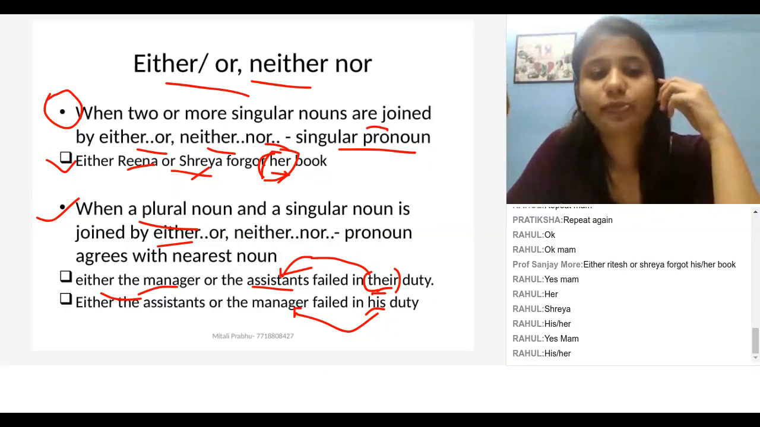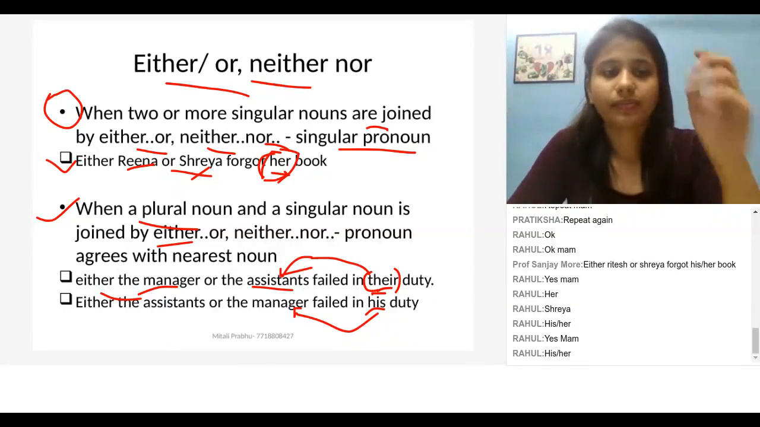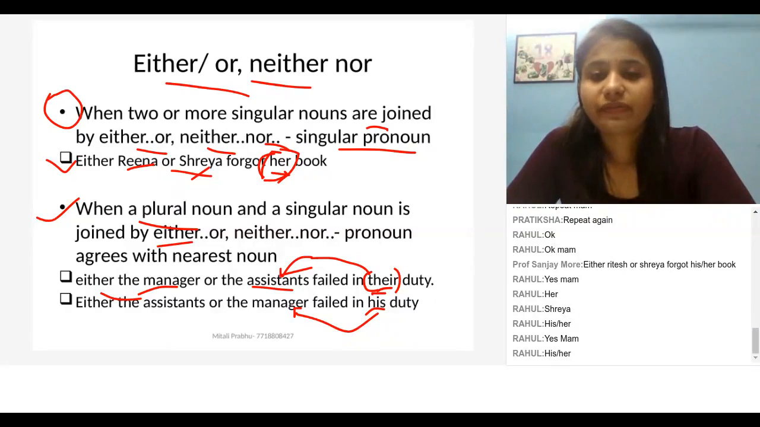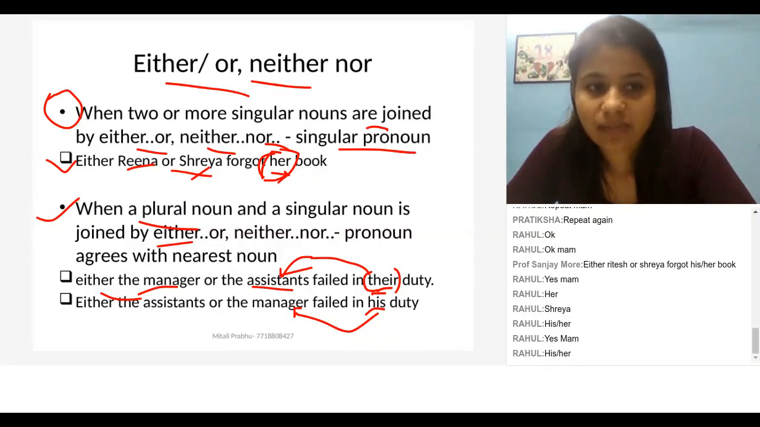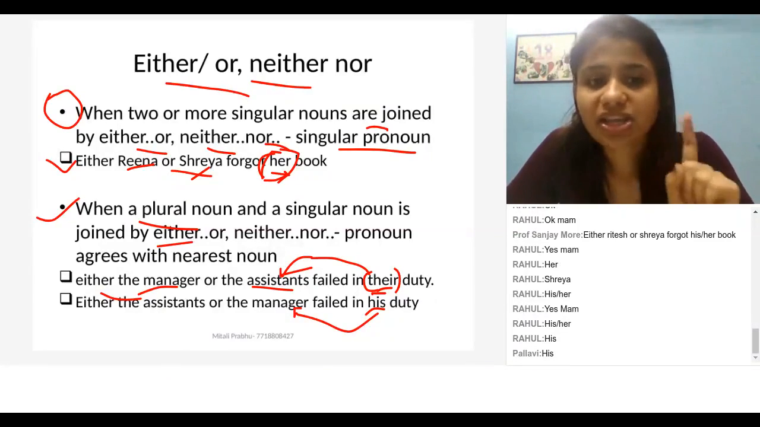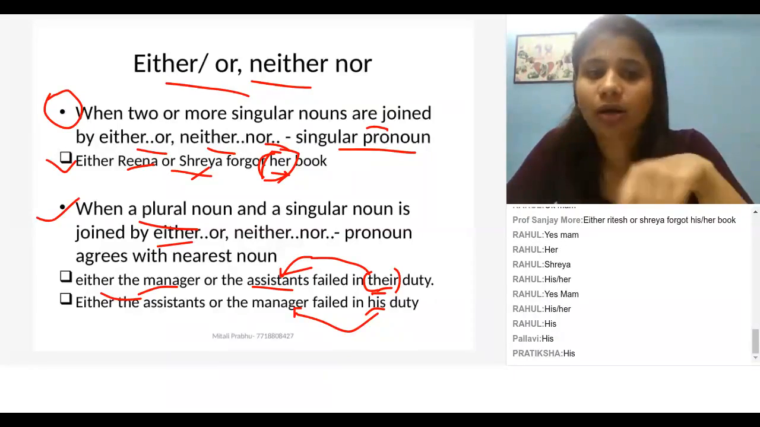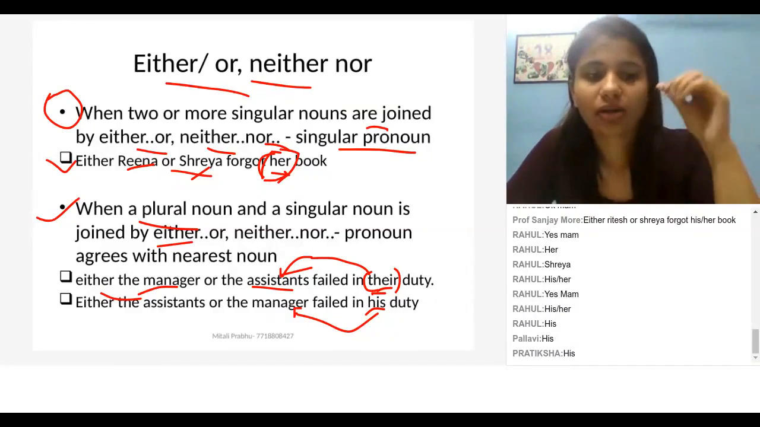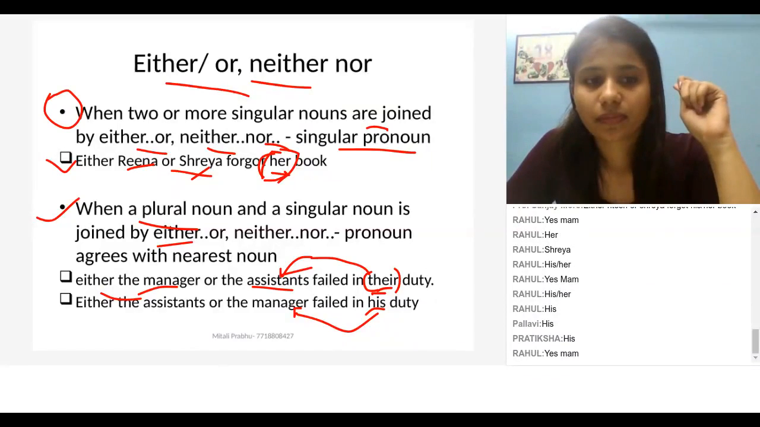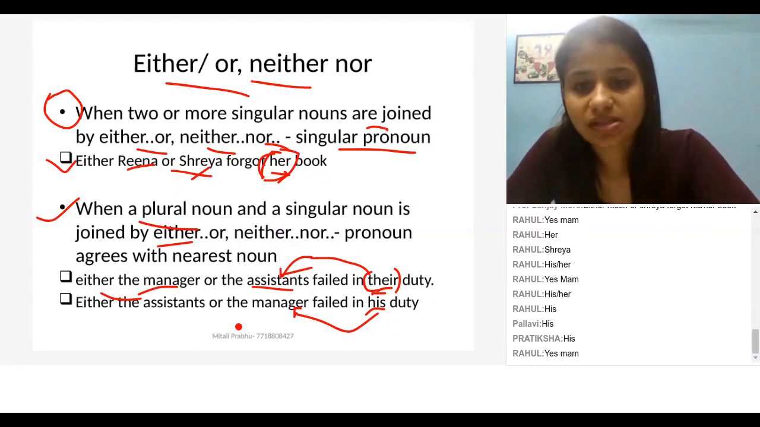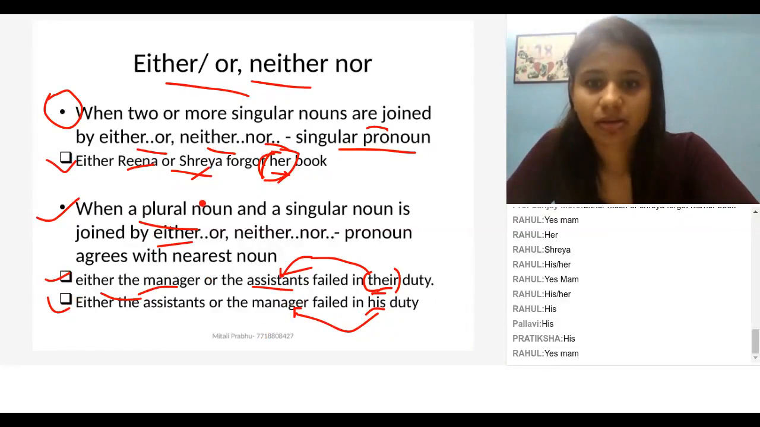I've given you an option, "his or her". If Ritesh comes second, if the sentence becomes either Shreya or Ritesh, then it will be "his", because Ritesh is closer to the pronoun. Did you all understand? Whatever is closest, that pronoun we have to use. You remember these two examples, then the idea will be clear.